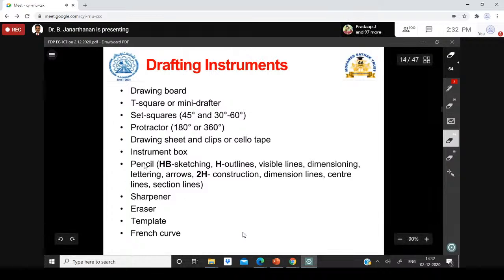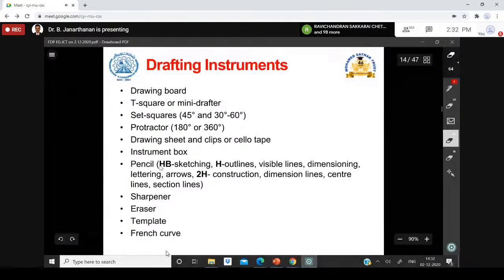So in engineering drawing, students may have to use these 3 grades of pencils. HB pencil mainly for sketching, then H grade of pencil for outlines, visible lines, dimensioning, lettering, and for drawing arrows. Then 2H grade you have to use for construction, dimension lines, center lines, then section lines. Then you should have a sharpener for making the pencil sharp, then an eraser if you make any mistake, you have to erase, then a template for drawing different circles, then for polygons.